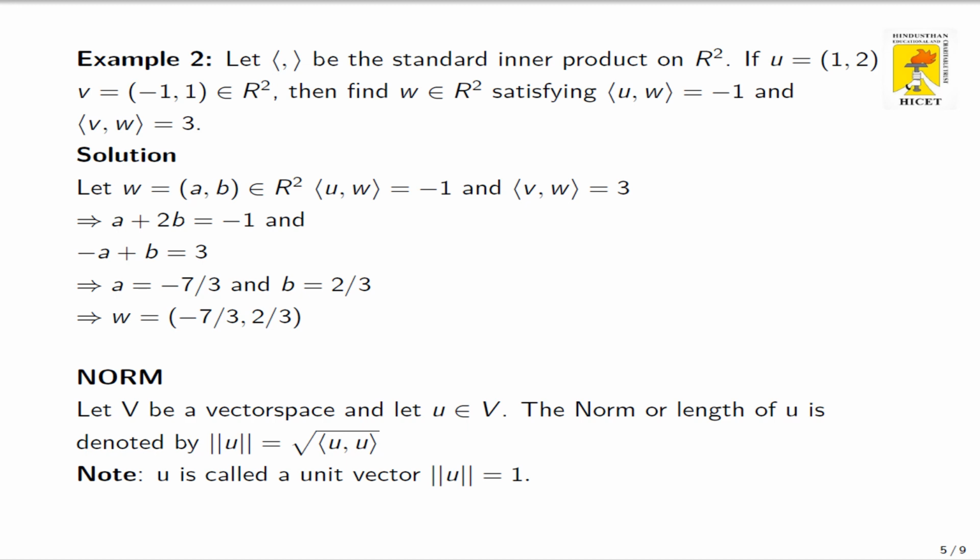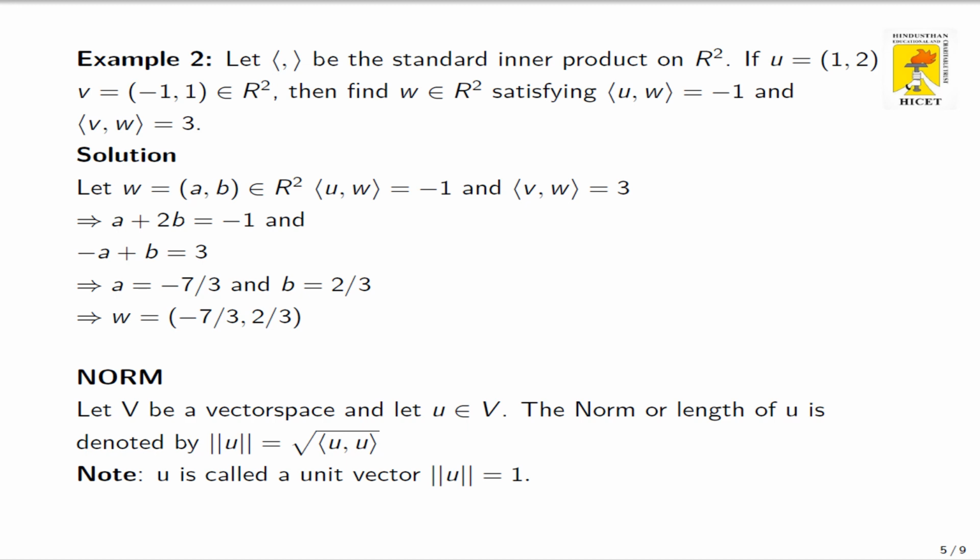Let us consider w is equal to (a, b) belonging to R square. Given the conditions, the inner product of u comma w is equal to -1 and the inner product of v comma w is equal to 3. Using the inner product, we get two equations: a plus 2b is equal to -1, and another equation, -a plus b is equal to 3. Solving these two equations, we get a is equal to -7 by 3 and b is equal to 2 by 3. Therefore, w is equal to (-7/3, 2/3).